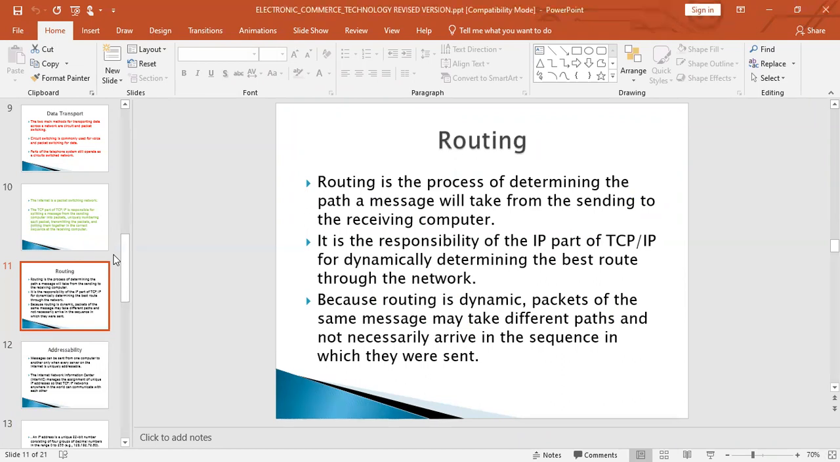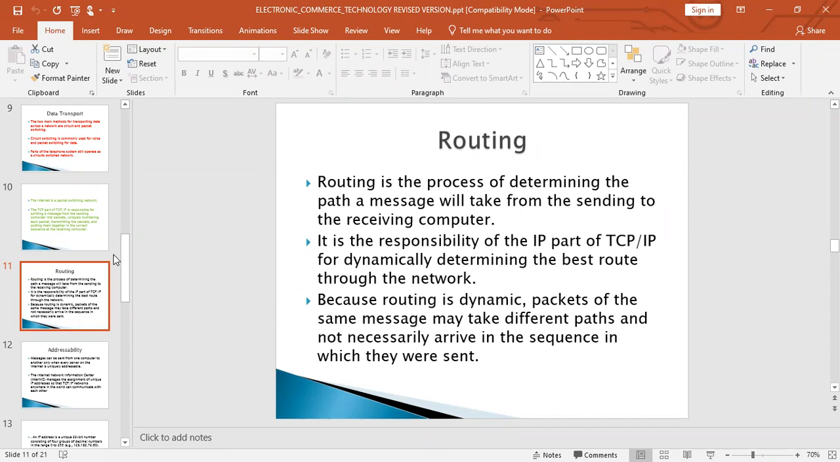Now with routing, we are simply referring to the process of determining the path a message should take from the sender's computer to the recipient's computer. So the IP part of the TCP/IP protocol, which is in charge of routing, actually determines the path the message you are sending will take. So when you sit by your computer and you send an email to somebody, once you type the email and you click send, it is the duty of this routing.